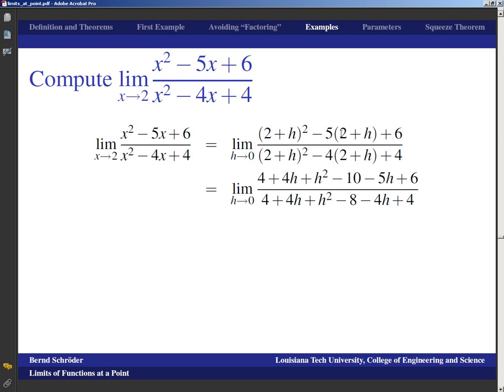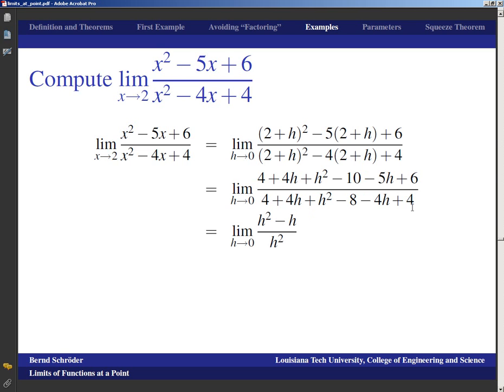Negative 5 times 2 is negative 10. Negative 5 times h is negative 5h. 6 is copied down. 2 plus h squared is 4 plus 4h plus h squared. Negative 4 times 2 plus h is negative 8 minus 4h, plus 4. And now again, the constants we hope will cancel, and indeed they do. 4 minus 10 plus 6 is 0. h squared copies down. 4h minus 5h is negative h.